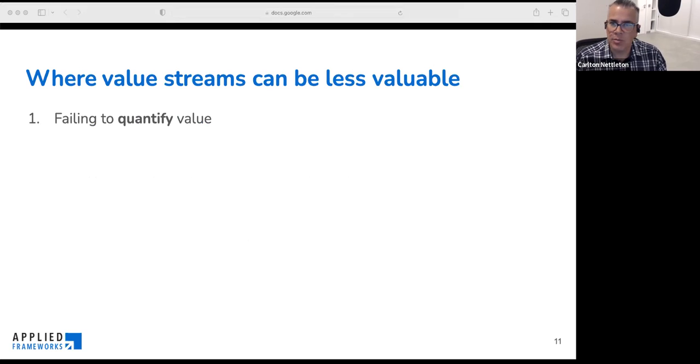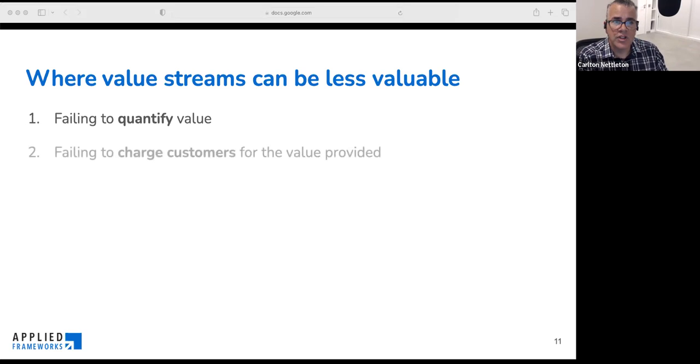And for me, this is a problem, right? Because one, not all value delivered to the customer is equal from the perspective of the customer. So some value streams provide the customers more value than other value streams, but the same can be true from the perspective of the business, right? So we don't really quantify the value. Okay.